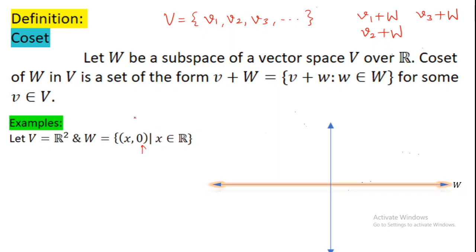Now you already know what our R2 is. Our R2 is nothing but the collection of points (x, y) such that x, y belong to R. This is our R2. But now from this R2 we are taking some points, and which are those points? They are the points having the second coordinate equal to 0.